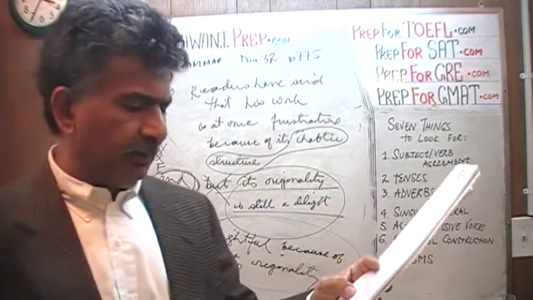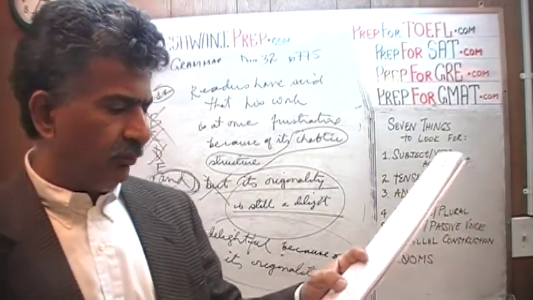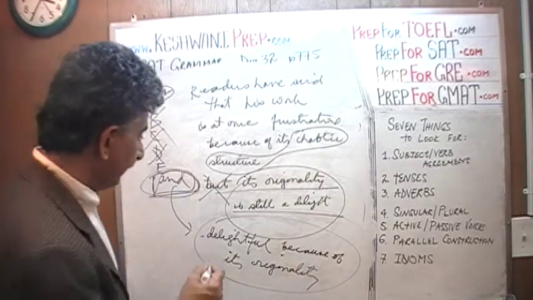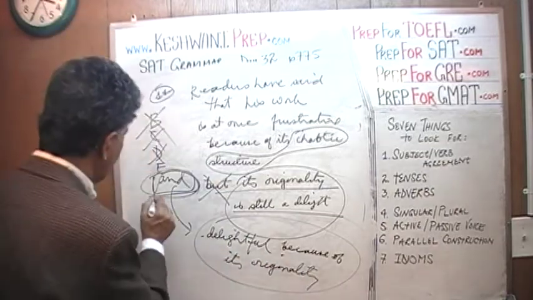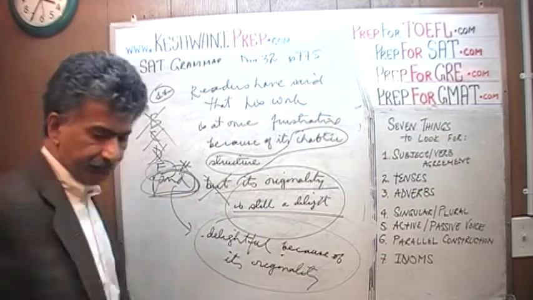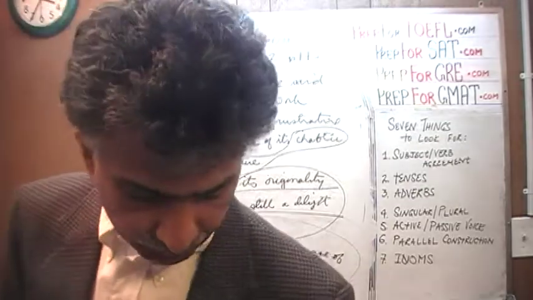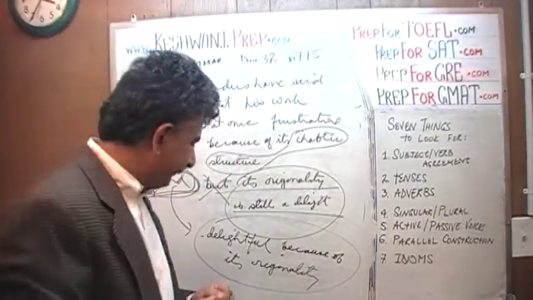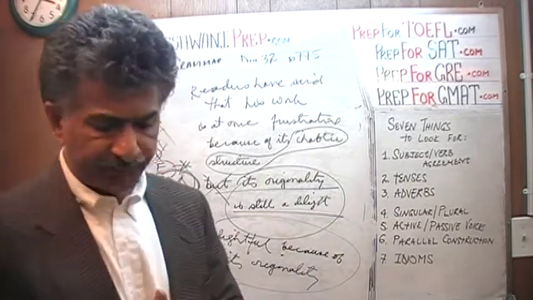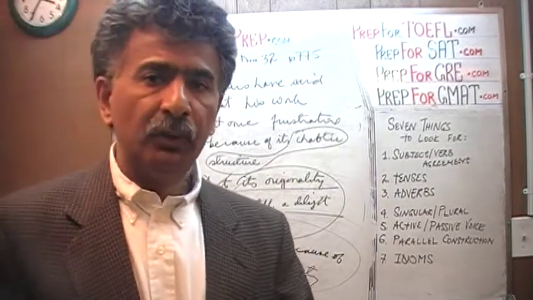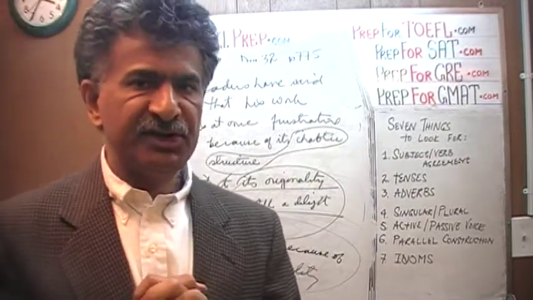E says, and delightful because of its originality. And delightful, oh there you go, because of its originality. Voila! I think we hit a jackpot. What do you know? That was it. And that's how we do it. Which is why it's important that you practice. Practice as much as you can.